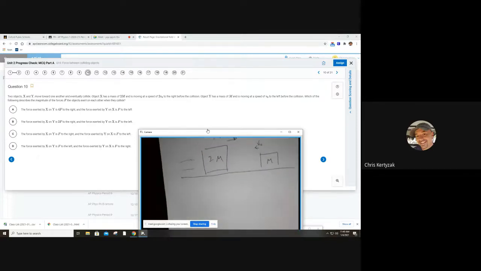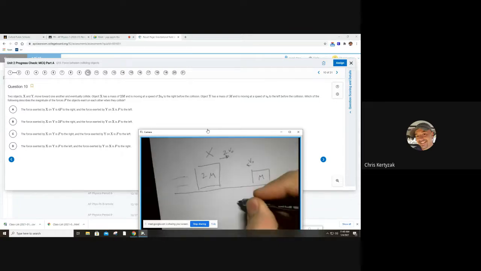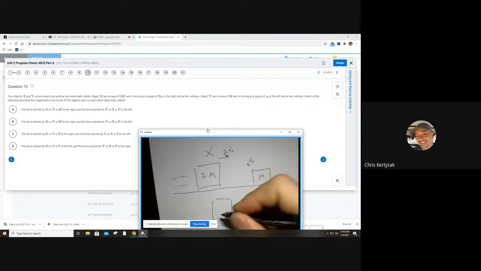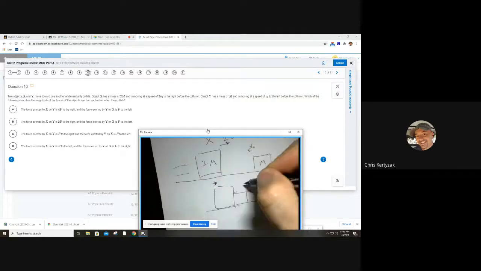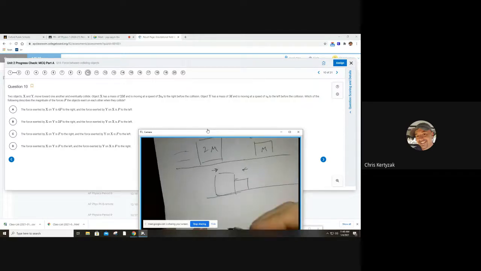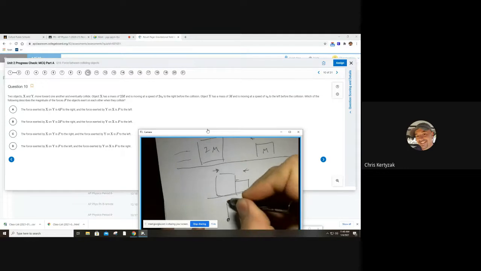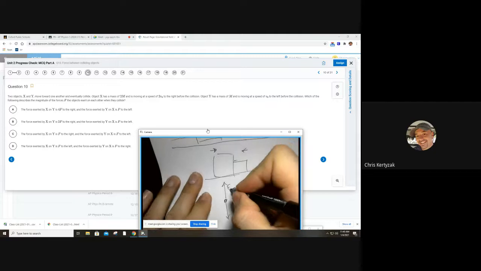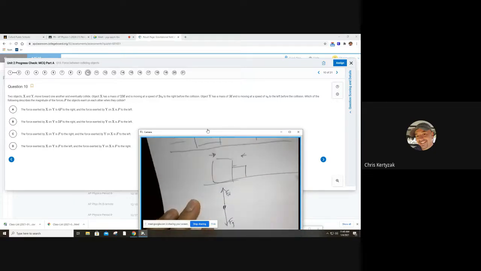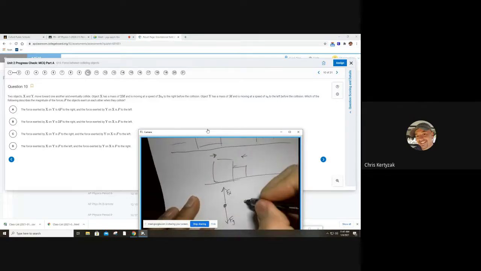We have to draw a free body diagram for them colliding. The moment of collision, boom, they're hitting each other in this moment. Well, this guy weighs more, so he has more normal force and gravitational force acting on him. This guy has half as much because he's only half the mass.